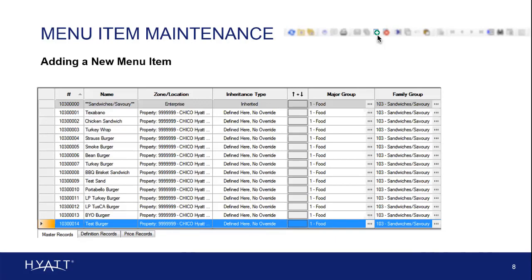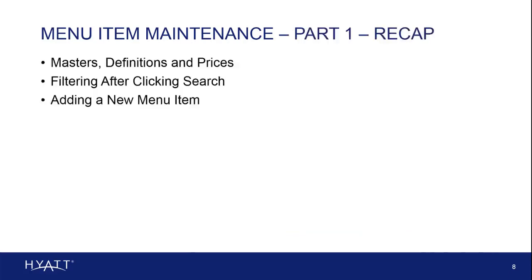So you're all set, and it's really that easy. That is the most simple example. We'll get into more complicated ones in parts 2, 3, and 4 of menu item maintenance in the coming Symphony Learning series, but that's it for today.